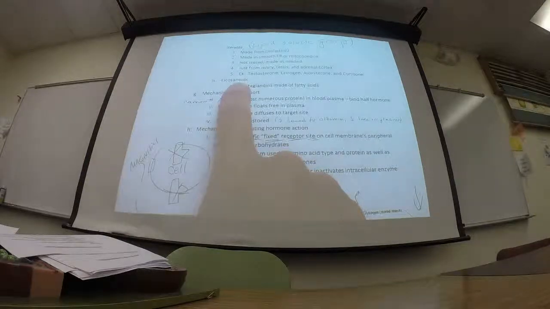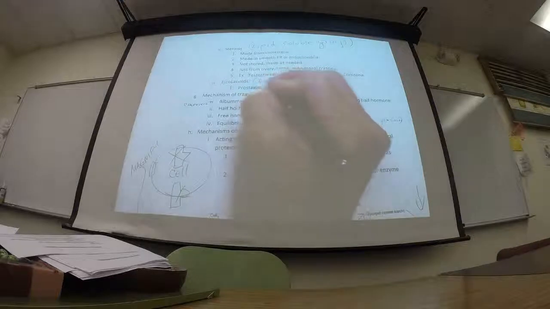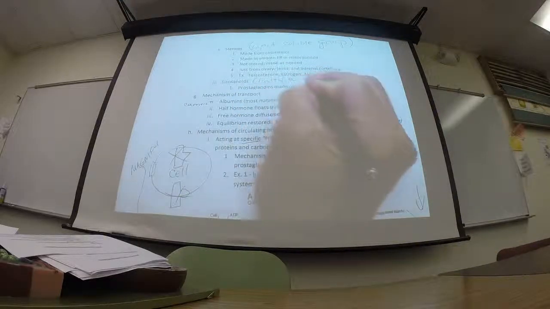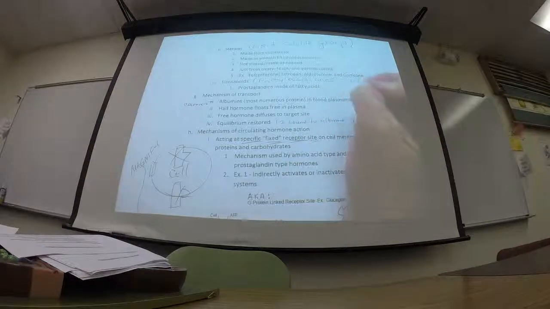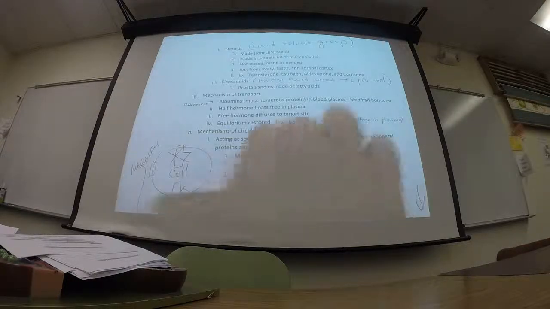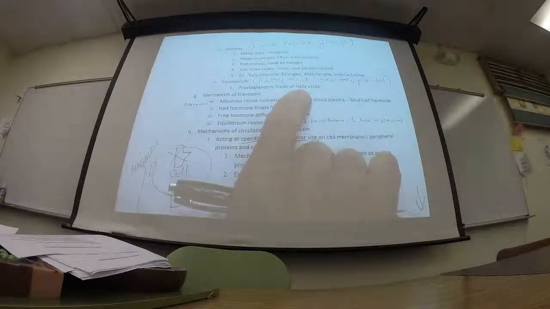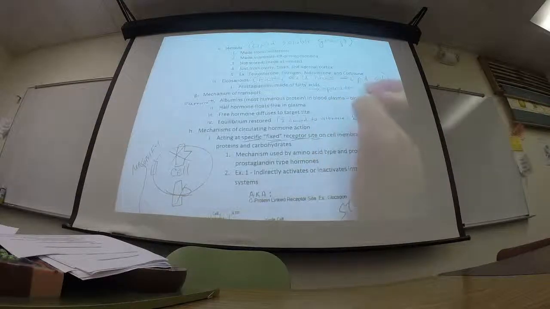Eicosanoids are the fatty acid ones. In other words, these are also lipid soluble, but they're an exception to the rule. Although they're made of fatty acid, they don't get to enter a neighboring cell. They operate from outside the cell. We'll just say they operate on the cell membrane.